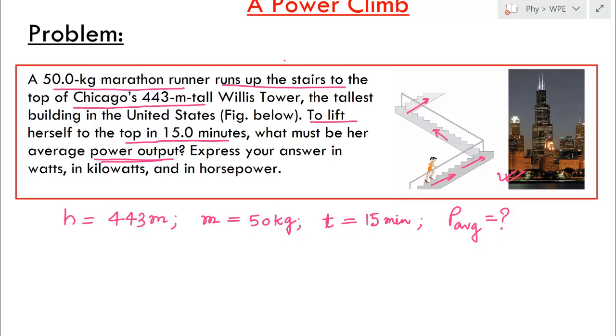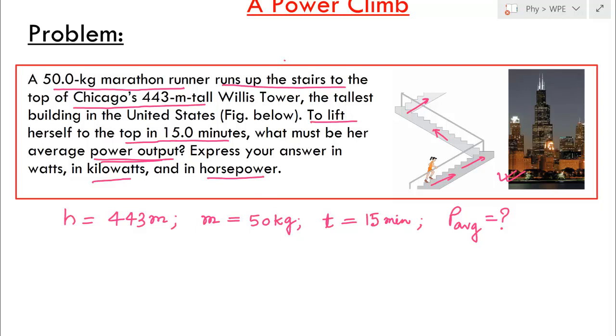Express your answer in watts, kilowatts and horsepower. So the final value that you will get, you have to express in terms of 3 units of power. So power is often expressed in terms of watt or kilowatts or horsepower. So basically in this case you have to convert in these 3 units. The final answer you have to give in terms of watt, kilowatt as well as in terms of horsepower.